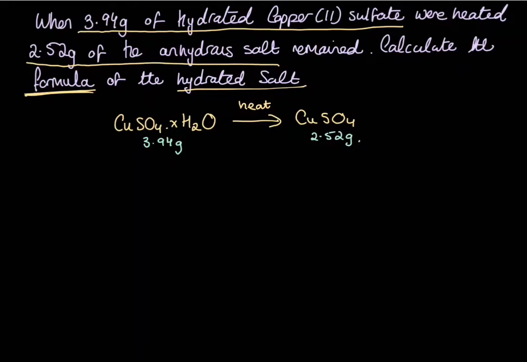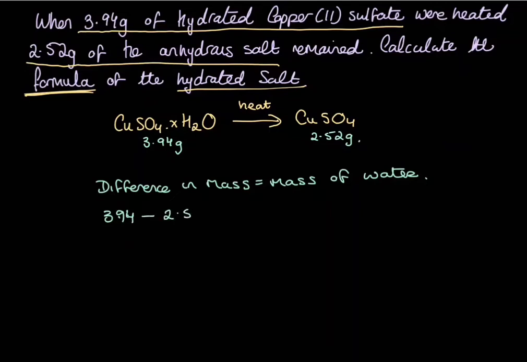So you can see that there is a difference in mass. So we've lost some mass going from the hydrated copper sulfate to the anhydrous copper sulfate. The difference in mass is equal to the mass of water that we've lost when it was heated. Okay, so the water is evaporated off. So if I take 3.94 grams and I take the 2.52 grams away from it, that's going to give me the mass of water that we've lost.